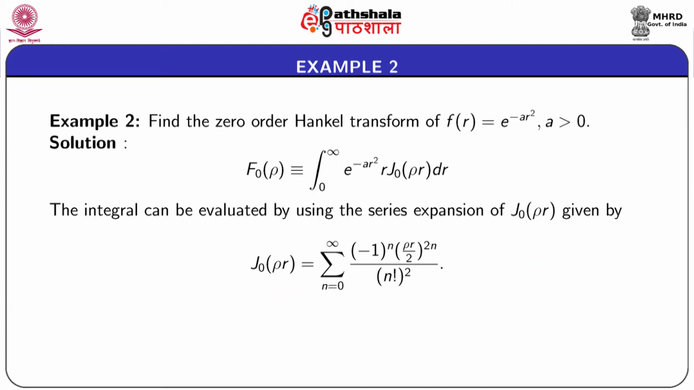Next we come to example 2. Here we have to find Hankel transform of order 0 for the function f(r) equal to e to the power minus ar square, where a is some positive constant. Now, Hankel transform of order 0 is denoted by capital F naught(rho), that is according to the definition integral from 0 to infinity e to the power minus ar square r J naught(rho r) dr.